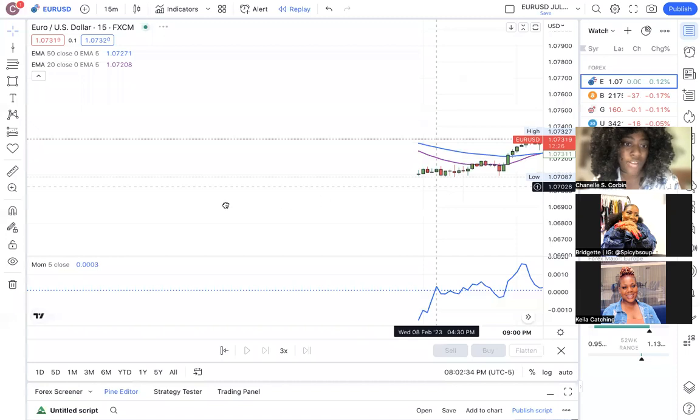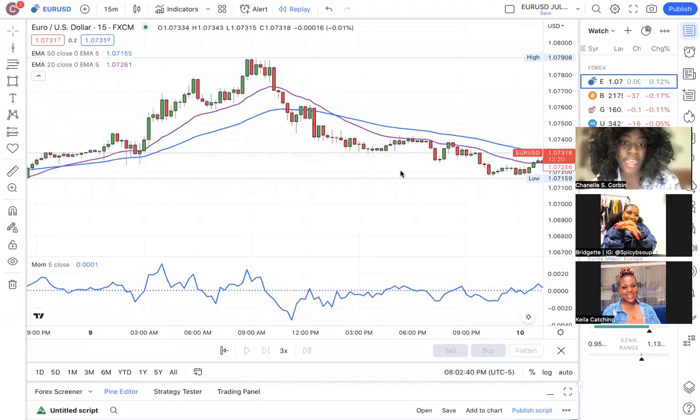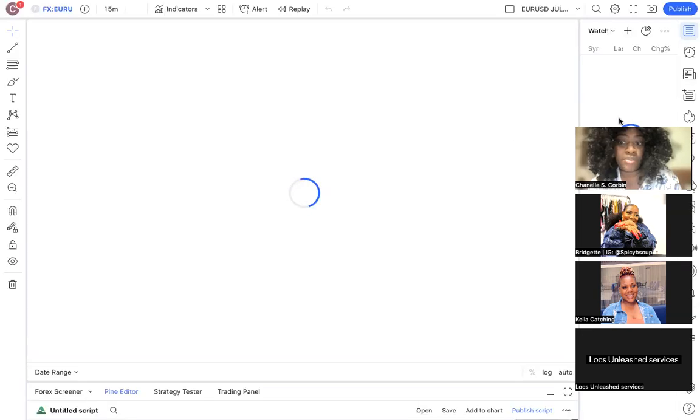Where is the market? I don't know why it's acting like that. Let me refresh it. But yeah, guys, it's pretty simple to see.